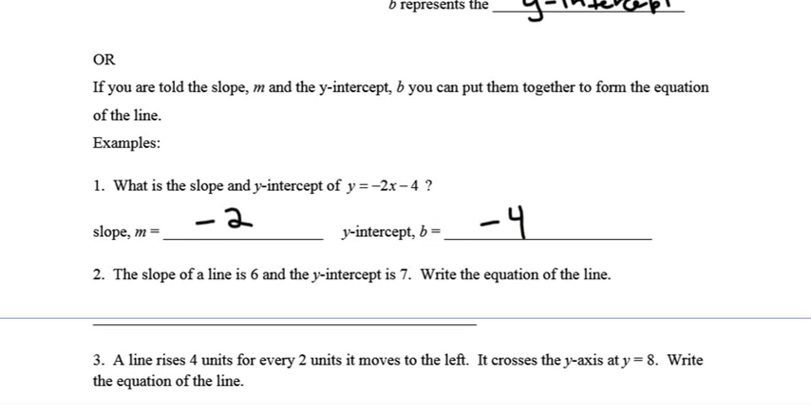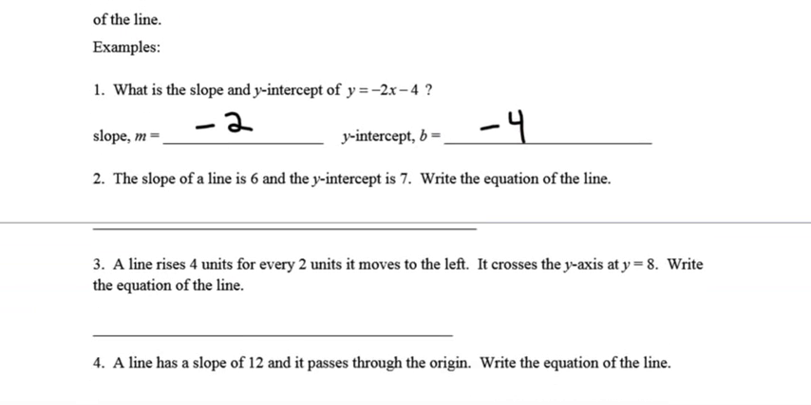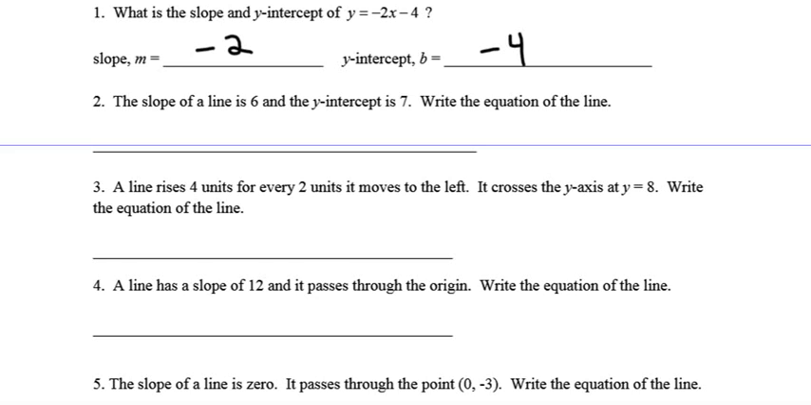All right, the slope of a line is 6 and the y-intercept is 7. Write the equation of the line. Super easy. Remember, we start with y equals mx plus b to come up with the equation of a line, and then we just fill in. So we know the m represents the slope, so that's going to be 6x plus 7.